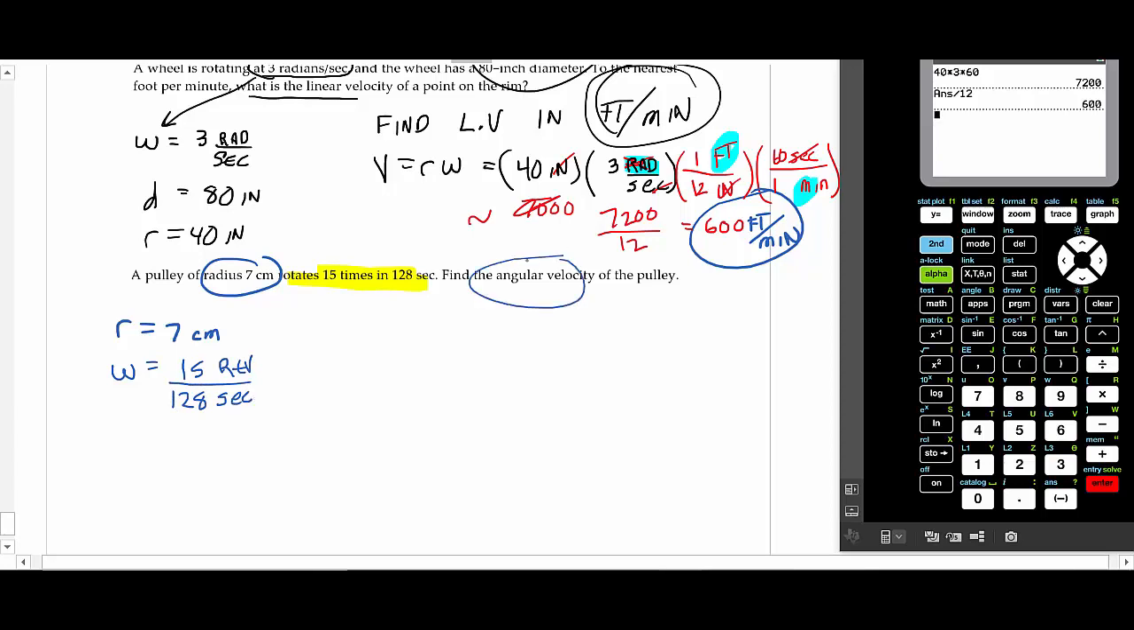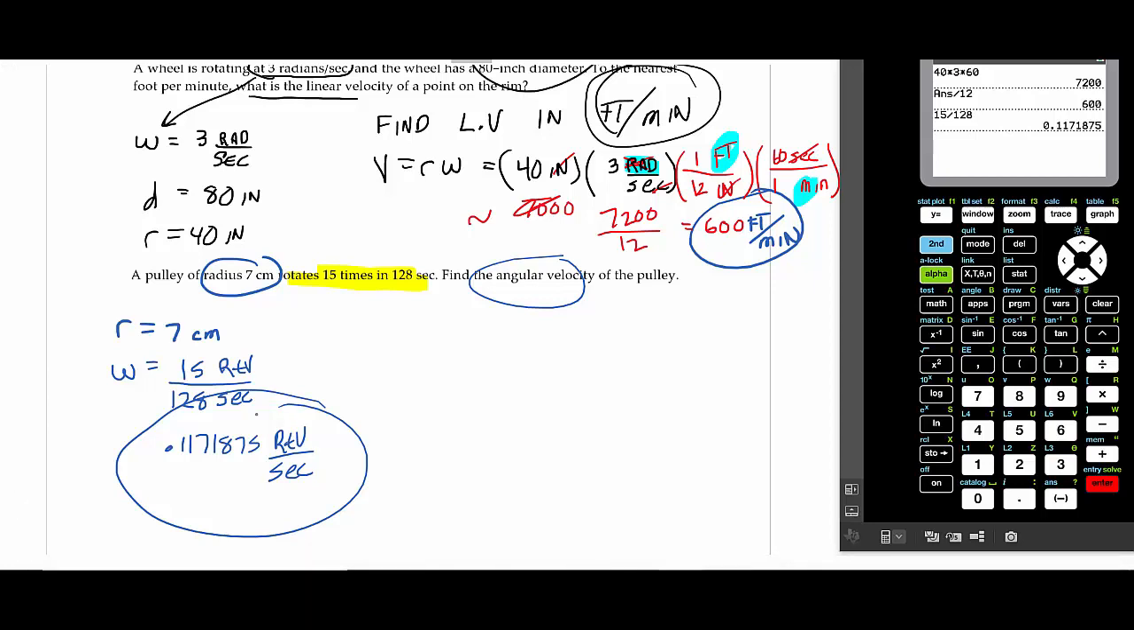Now the question said find the angular velocity. It's already there. So basically you would have this answer right here. Now you could change this to something if you wanted to. If you did this on a calculator, you would have 15 divided by 128, and that would give you 0.1171875 revolutions per second. Now the problem doesn't say anything about what units it should be in. But again, the point behind that is you were already given it. Okay, right?